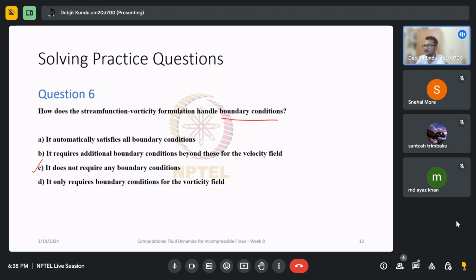Okay, so let's have a look at the solution. It actually does require boundary conditions. It's not that it doesn't require. And those are beyond those which are given for the velocity field. So let's say if I have a square domain like this, and I tell you that at all the walls, u and v are equal to 0. Let's say u equal to v equal to 0. Thing is, if you are using the stream function vorticity formulation, then you need to convert all these boundary conditions given in terms of u and v into the terms of psi and omega at all the boundaries.